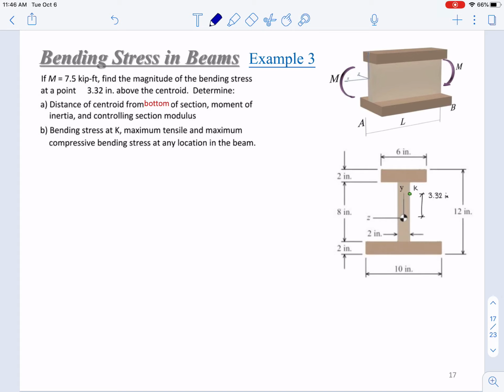In step A, we are calculating y bar. Our y bar just equals sum of A_i y_i over sum of A_i. In this example, we can simply cut the section into three sub areas: area 1, area 2, area 3. The local centroids have been assumed here, and we have assumed the global centroid here.